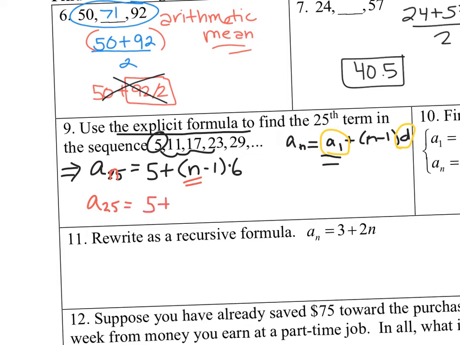So it's going to be 5 plus 25 minus 1 times 6. So that 6 is being multiplied. Now you can put the 6 in front or the 6 behind. It doesn't matter. So I do 5 plus parentheses 25 minus 1 times 6. And I get 149. So 149 is the 25th term.